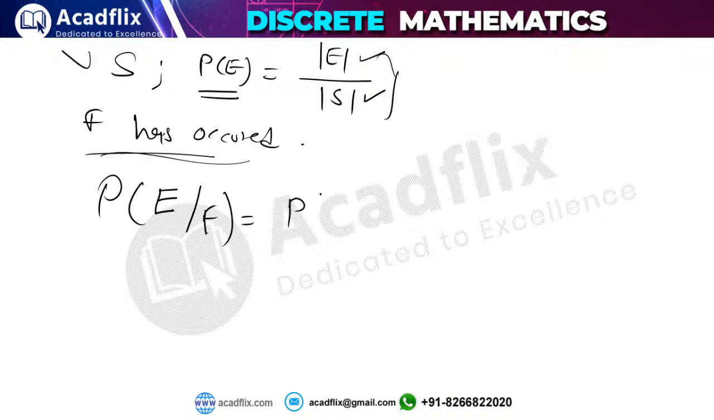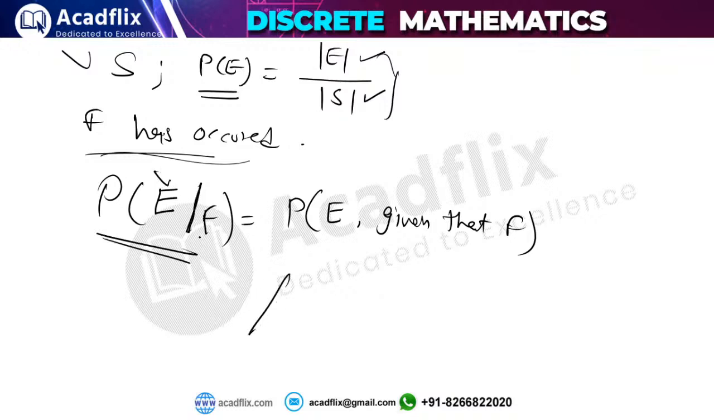How to read it? We will read it like this: probability of E given that F. This bar means given that F has occurred. This is called conditional probability because we have a condition that F has occurred. Now what is the probability? This is our question.